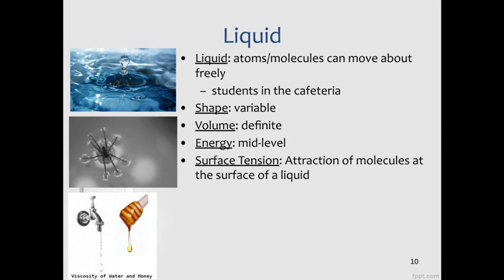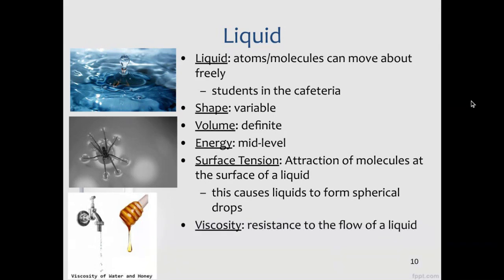Liquids have what we call surface tension, which is what allows that little water bug to walk across the surface of the water. And this is simply the attraction of the molecules at the surface of the liquid. It causes liquids to form spherical drops when they fall. And then we also have the term viscosity, and this is just the resistance to the flow of a liquid. If it has a low viscosity, it's very runny, like the water in the picture. If it has a high viscosity, it's much thicker, like honey. You'll sometimes hear talk about viscosity when they speak about motor oil.